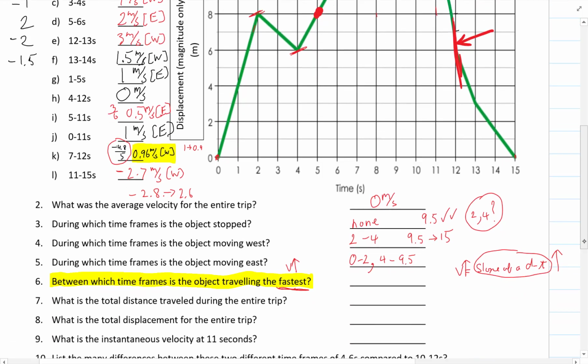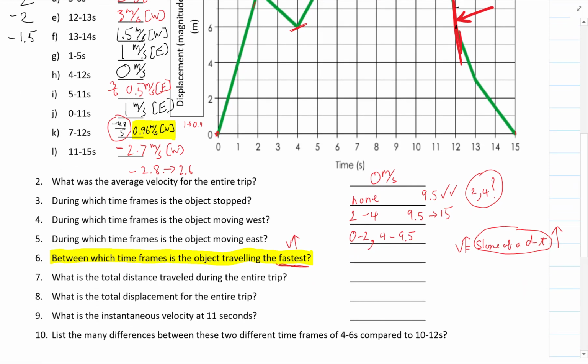Okay, so where are you traveling the fastest? This would be just before 12.